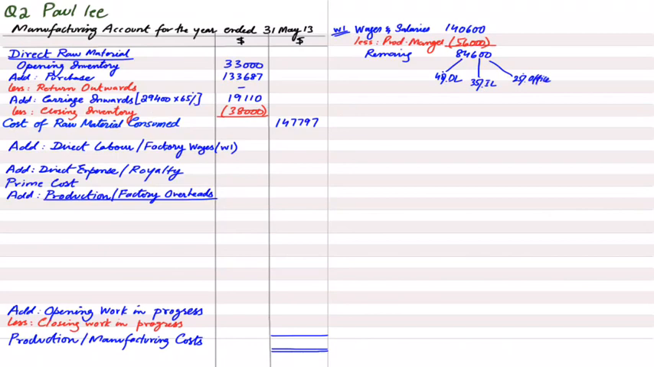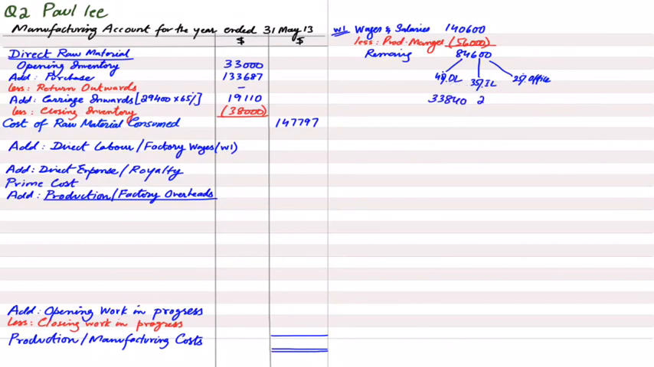Now if we add all these percentages, we'll get 100%: 40 plus 35, that is 75, plus 25, 100%. Now what we need first is the direct labor. So we'll multiply 84,600 by 40%, and we'll get the direct labor.